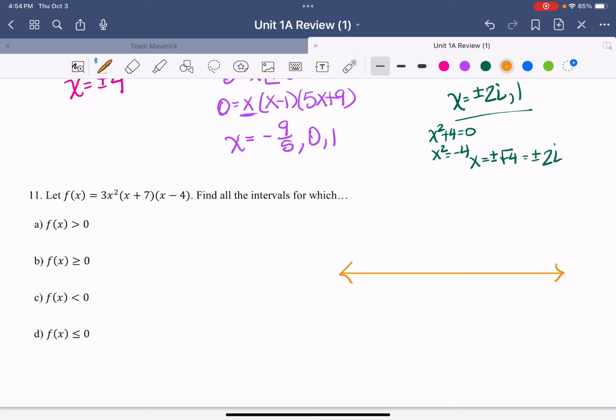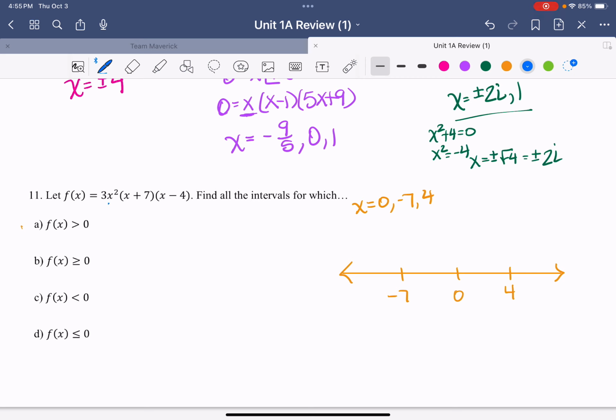All right, so I have 3 zeros here. Let me just write them out. I've got 0, negative 7, and 4. So I'm going to put those 3 on here. Negative 7 has to come first, then 0, then 4. I can't really put an open or closed circle on here yet because I'm asked multiple questions, which is fine. So let's just figure out our signs first.